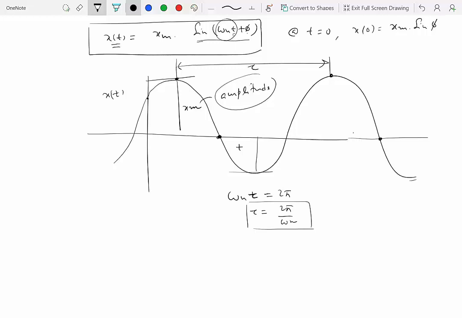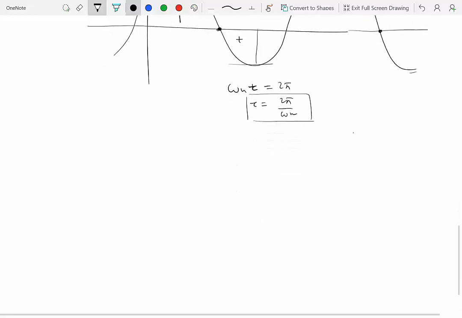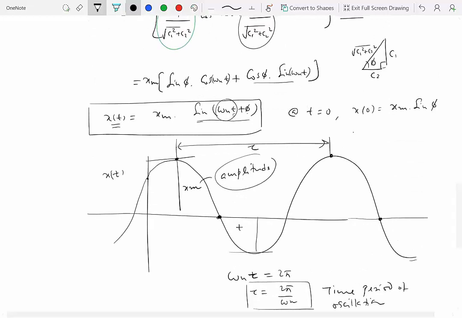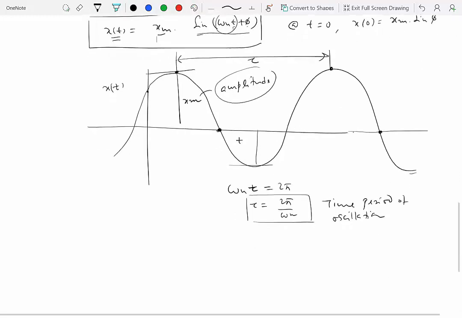So that basically tells you the distance between the two peaks, or the two troughs, of this sine curve on the timeline. So that gives you the time period. This is called the time period of oscillation, or vibration, okay? So we looked at the amplitude part, which is x m, the maximum distance traveled by the particle. Then we looked at the time period of oscillation.